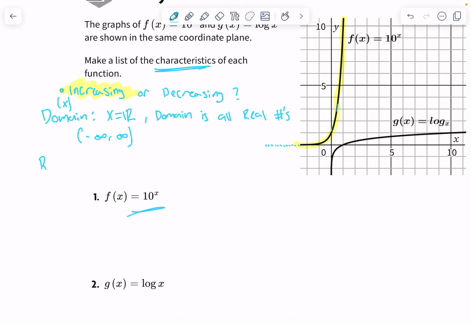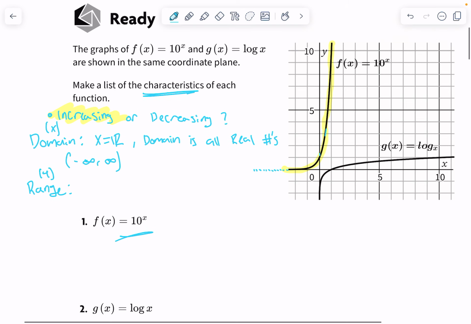Now, what about the range? The range is my y coordinates, right? So my smallest value here is 0. So my range goes from 0 and my maximum value is going to be infinity, because this goes on forever and ever. You can also say that y is greater than 0.